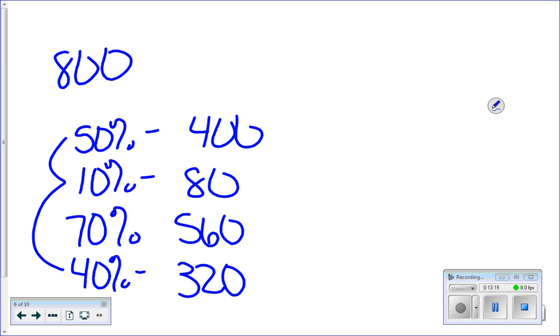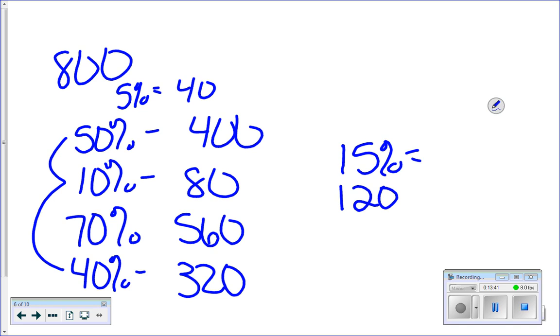But what if I said, let's find 15%? First, you probably need to find 5%, right? What's 5%? If I look at 10, and I want to get this to 5%, let's divide it by 2, 40. And now how could I find 15%? 10 plus that 5, 120. Okay, so there's a lot of different ways. I know what you meant. I know, because I did the same thing here. For what one?